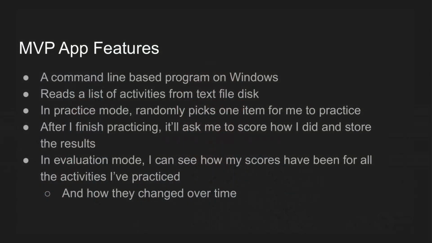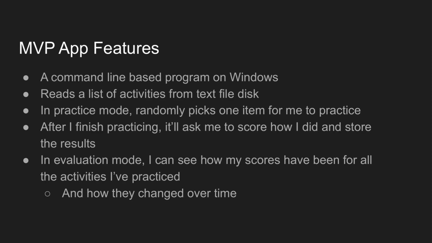Before we look at the document, let's look at what features I think I'll need for an MVP that I can use. A command line program on Windows. I don't want to worry about any UI to start, and my machine is a Windows machine, so let's just stick with Windows as well. Read a list of activities from text files on disk. Again, just reading a text file means that it's easy for me to edit myself, and I don't need any UI to set up the list of activities I want to practice.